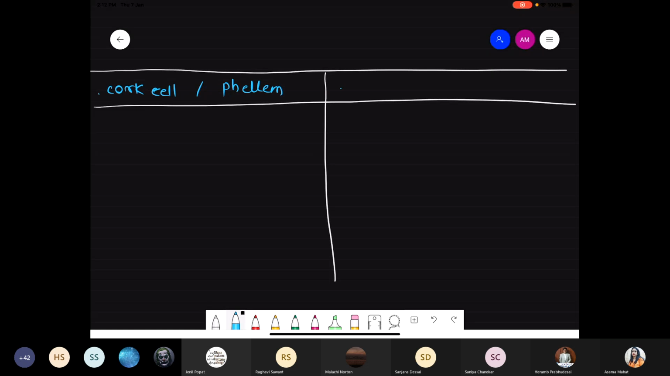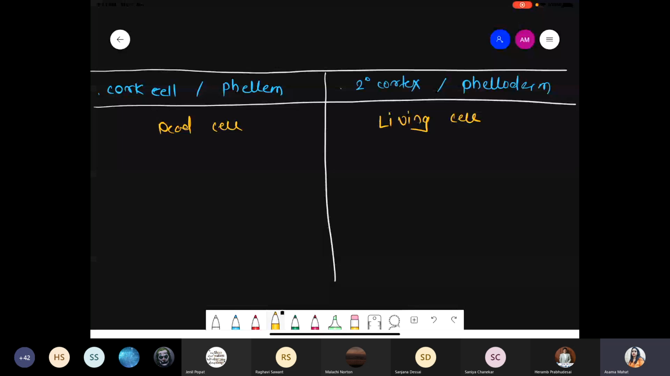with secondary cortex, and secondary cortex is also called phelloderm. Okay, first one, cork cells are dead cells. But when you compare the secondary cortex, these are living cells.